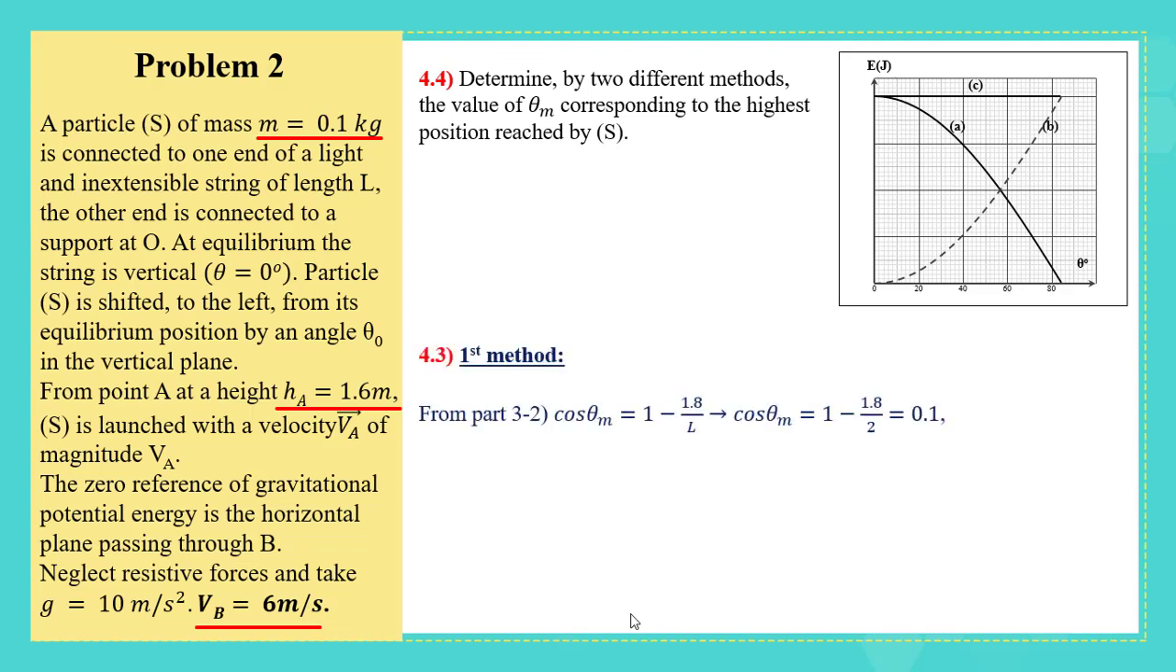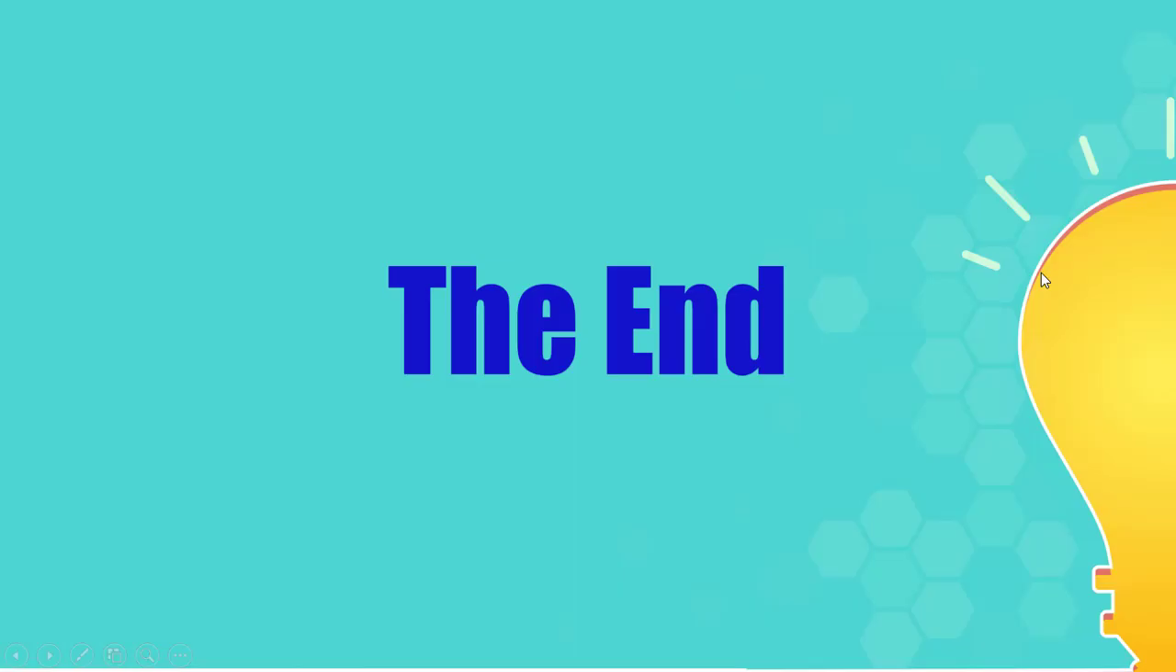First method. From part 3, cosine theta maximum equals 1 minus 1.8 over L. In this case, L is found, then theta maximum can be found also to be 84.2 degrees. The second method is graphically: for kinetic energy equals 0, theta maximum equals 84 degrees. This is the end of the second problem. Don't forget to solve it again.